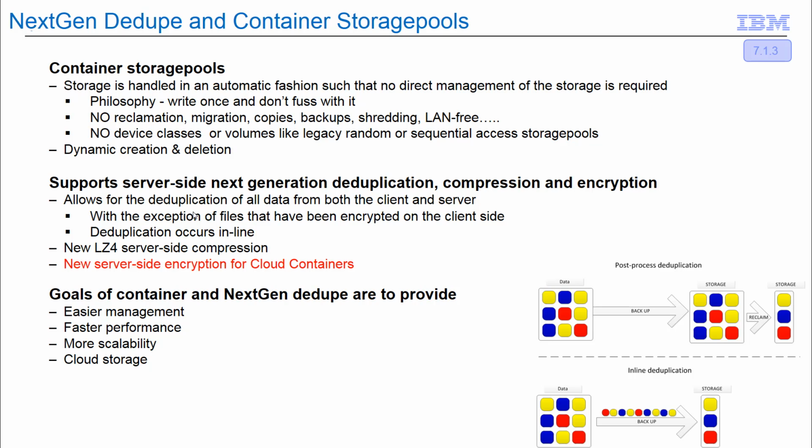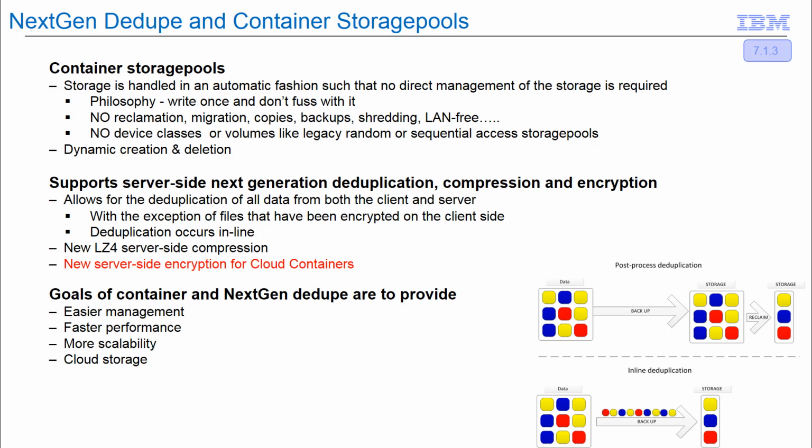When we introduced the container storage pools back in version 7.1.3, one of the things that container storage pools support is deduplication, compression, and encryption. Now, encryption is currently supported with just cloud containers as of version 8.1.1. And so this would be either on-premise or off-premise cloud containers.